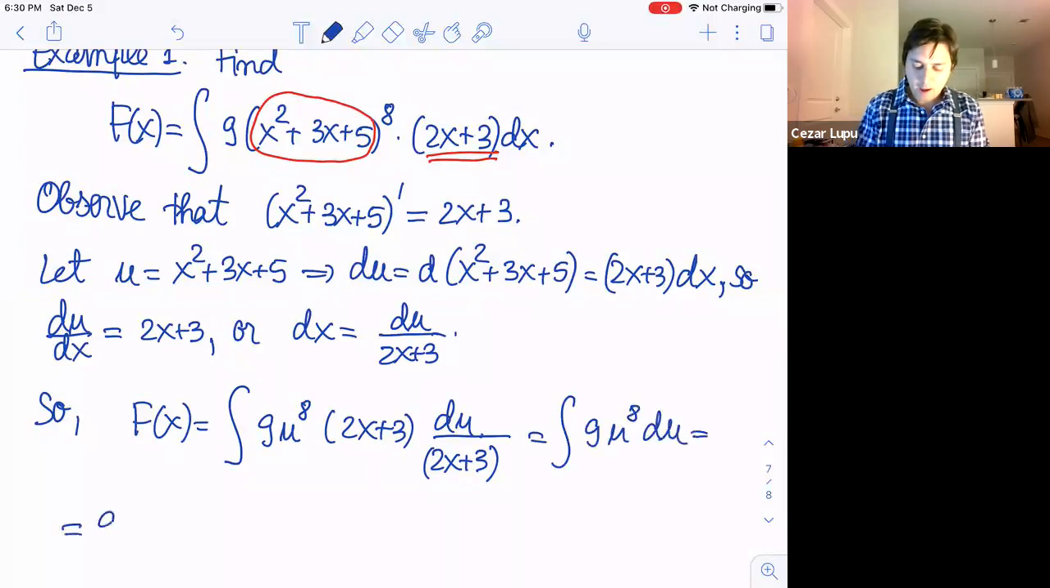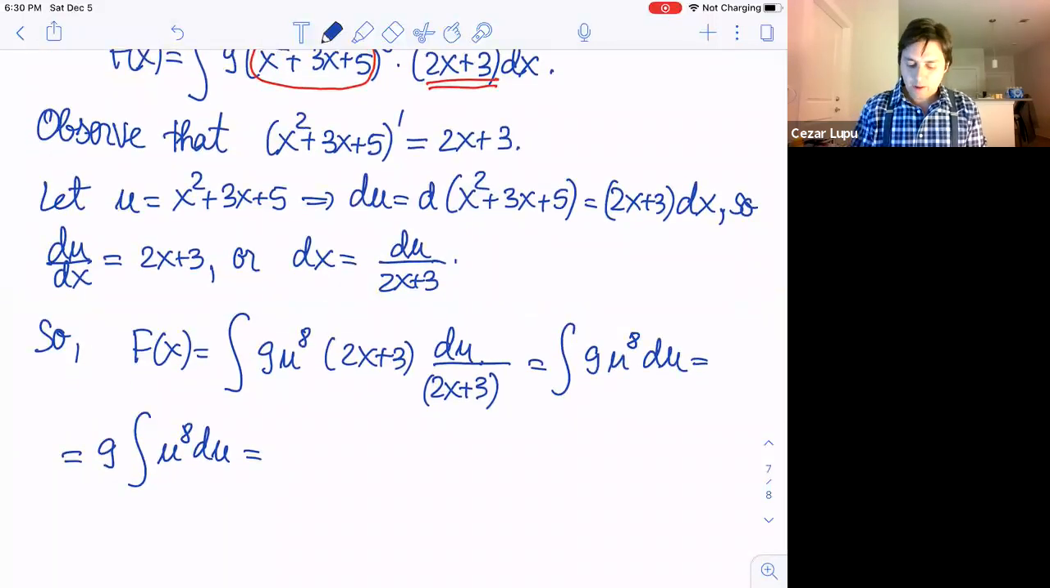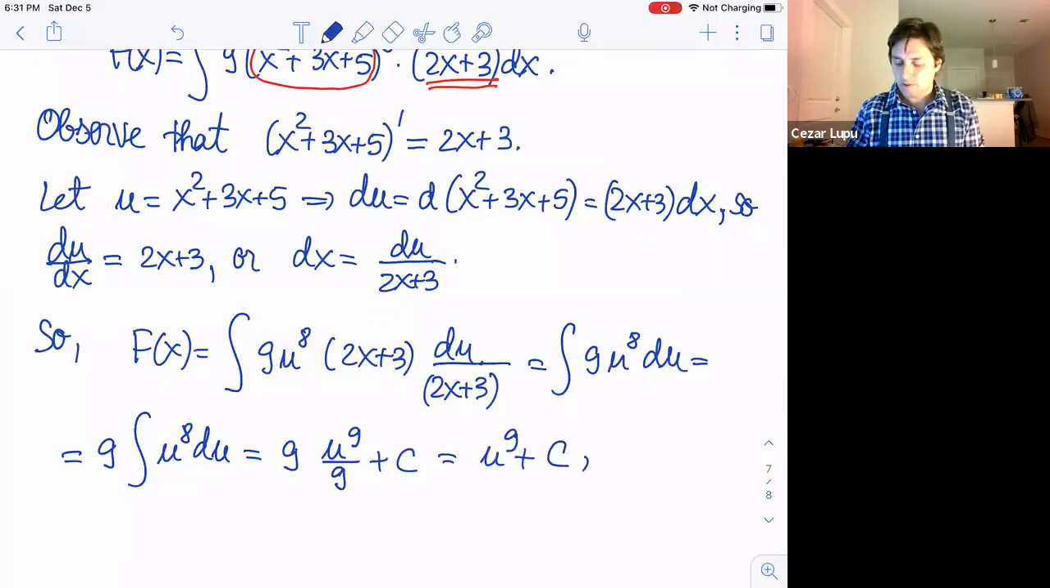So this would be 9 times the integral of u to the power 8 du. And this would be equal to what? 9 times u to the power 9 over 9 plus constant, right? So this would be u to the 9 plus constant, where c is an arbitrary constant.